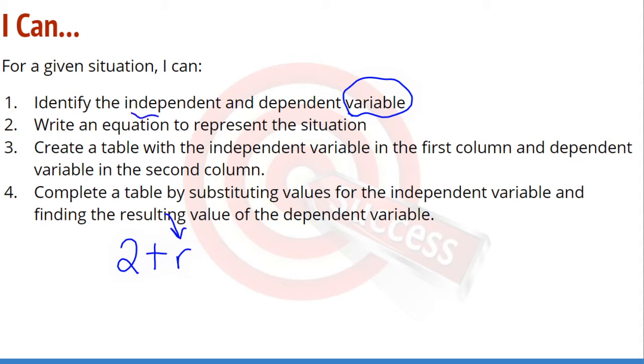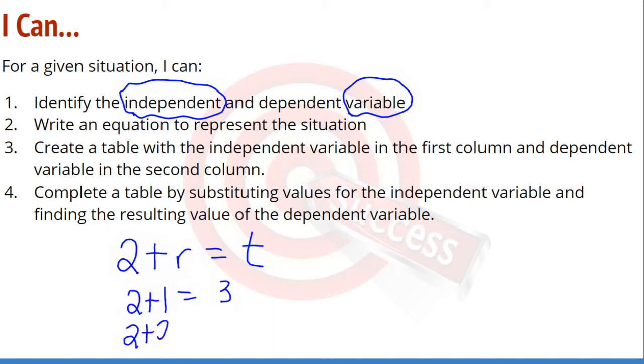An independent variable is a variable that when it changes, it causes another variable to change. So for example, maybe I say that 2 plus r is equal to the total. So if I have r is 1, the total is 3. If I have r be 2, then the total is 4. So this variable right here changes, and when it changes, it causes this variable to change.